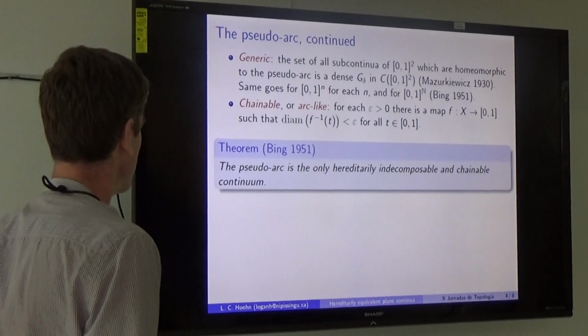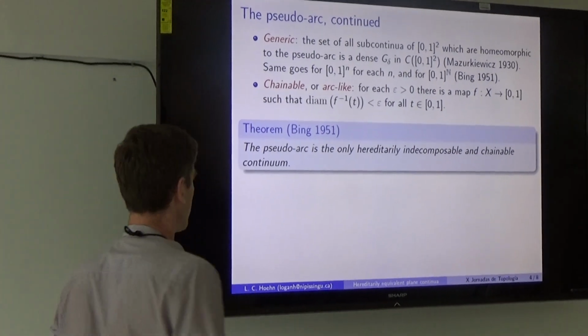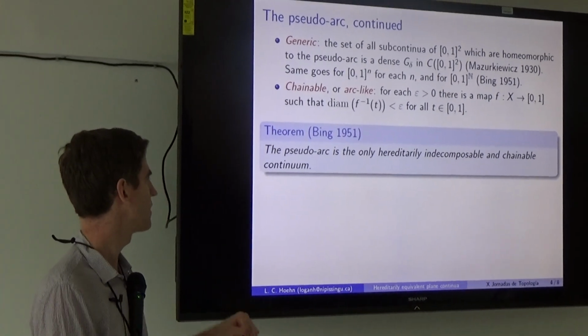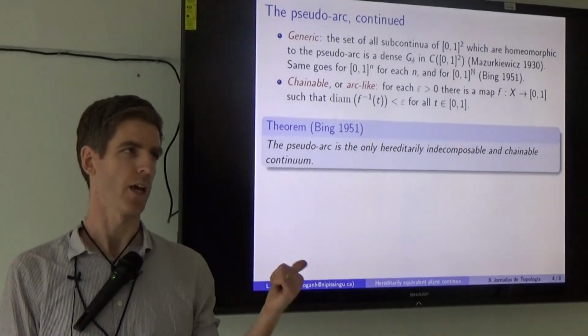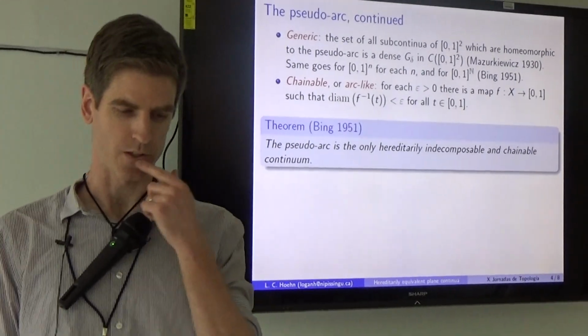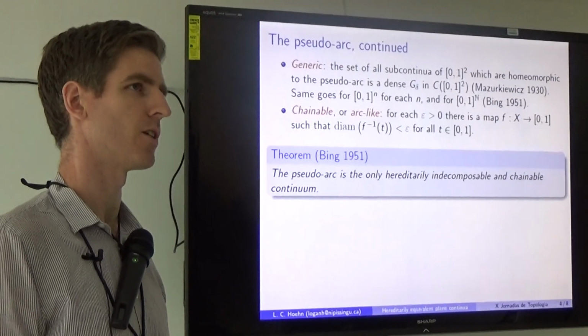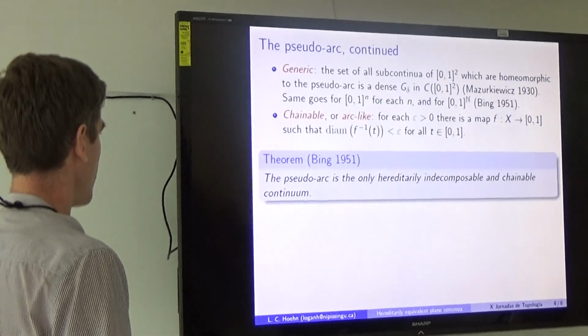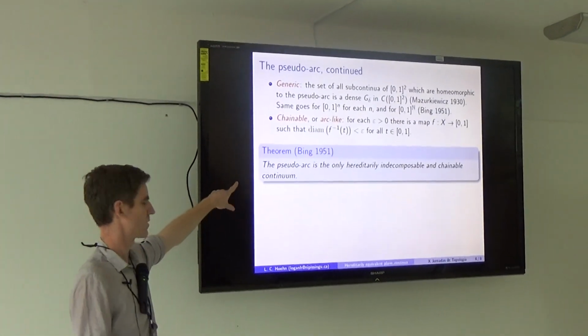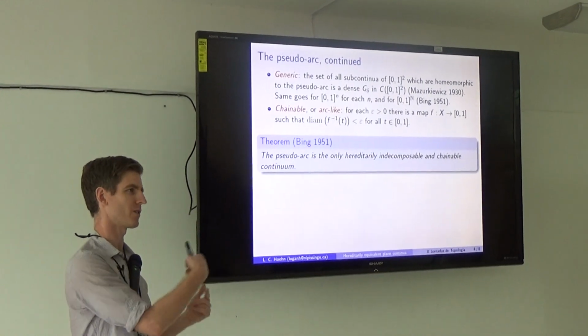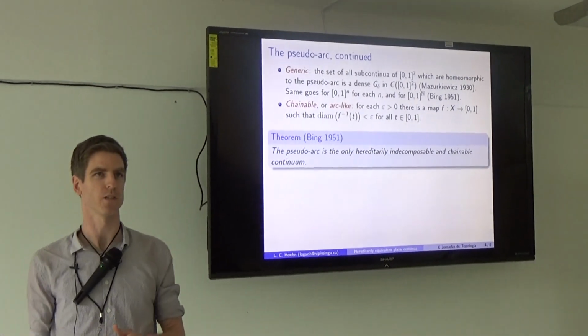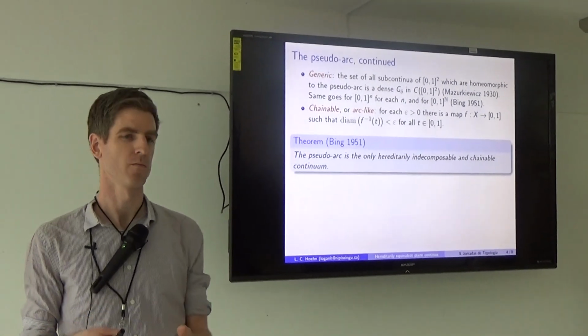And actually Bing proved in 1951 that the pseudo-arc is the only hereditarily indecomposable and chainable continuum. So this is actually a topological characterization of the pseudo-arc. And it was really this theorem which established that all three of those examples by Knaster, Moise, and Bing were homeomorphic to each other.